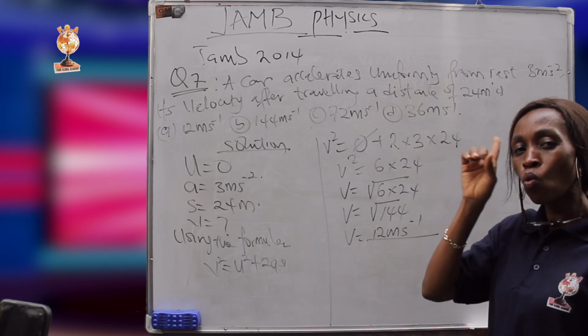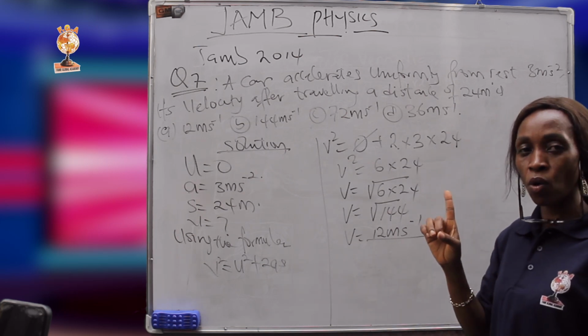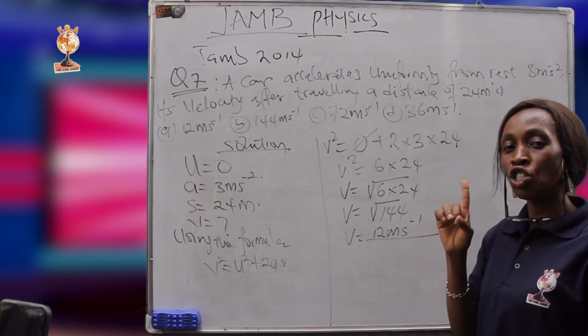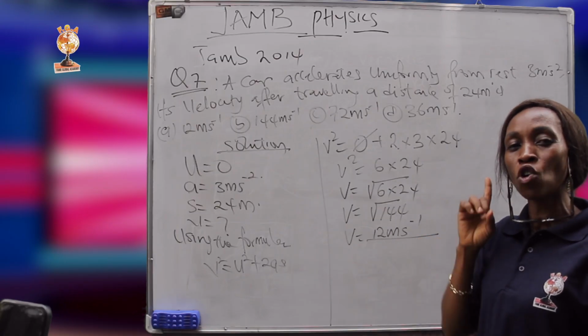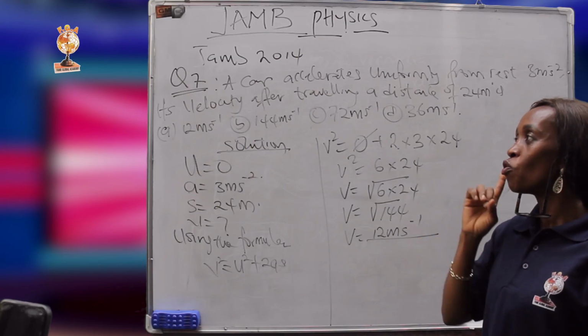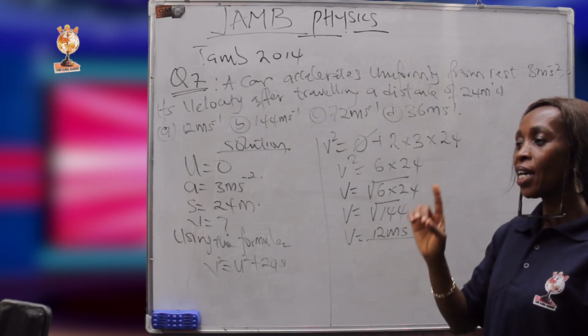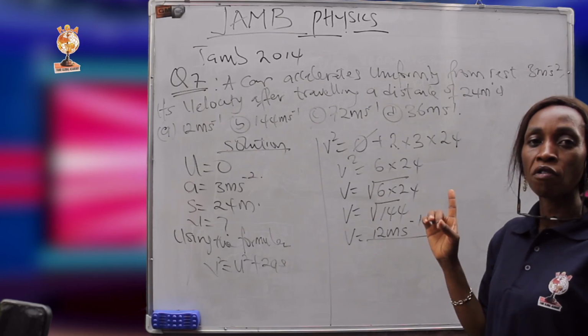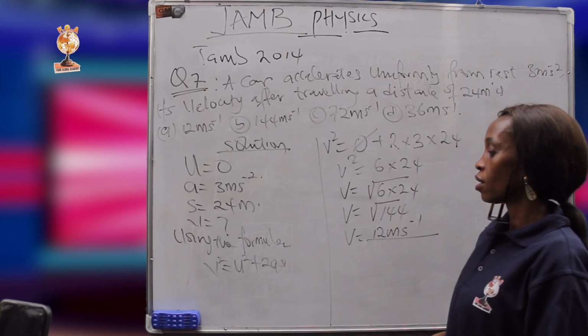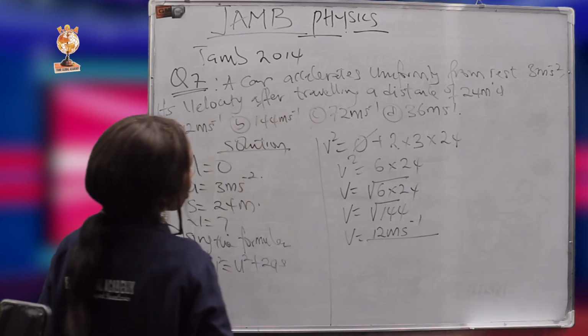Remember, you have just 1 minute to answer this question. All the questions in JAMB, you have just 1 minute for every question. So what you do is read the question and understand it as fast as possible, then input the formula and just solve directly. Okay, I think we are done with that.